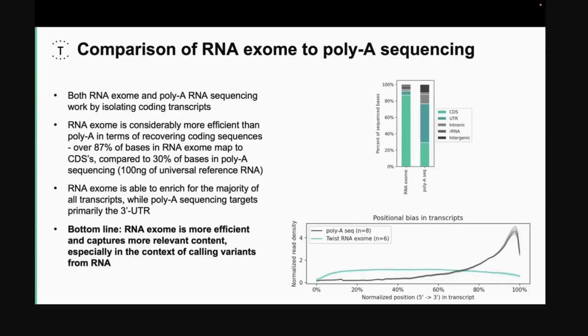in poly-A sequencing. Also, RNA exome is able to enrich for the majority of all transcripts, while poly-A sequencing targets primarily the 3' UTR. In the second figure, you can see that poly-A sequencing is biased towards the 3' end of the transcript where the poly-A is. Hence, you don't get uniform coverage. In contrast to poly-A, Twist RNA exome ends up in uniform coverage. So the bottom line is RNA exome is more efficient and captures more relevant content, especially in the context of calling variants from RNA.